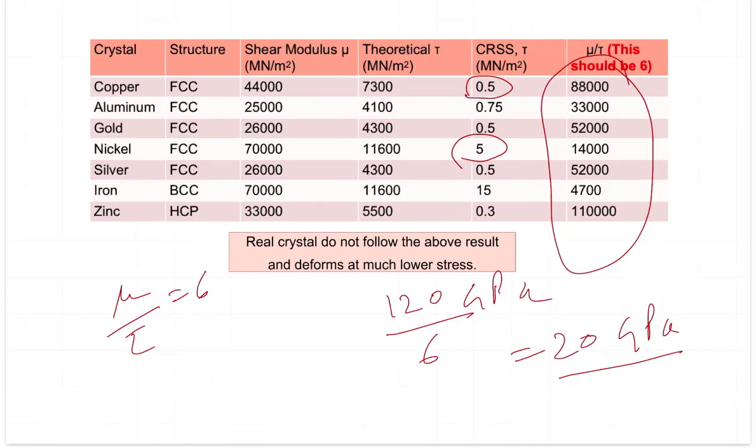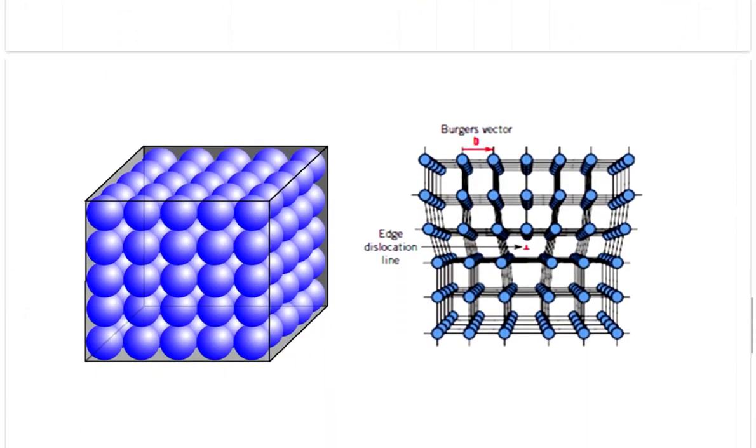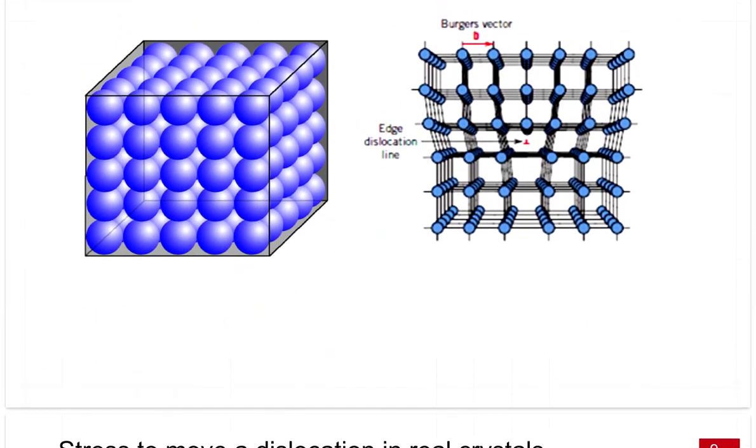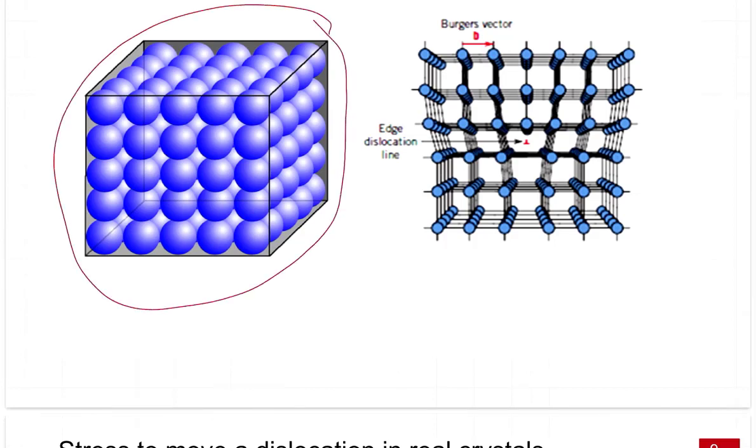So the reason why this value is so low is because of the presence of dislocations. It means the slip is taking place by the movement of dislocations, that is climb and glide motion, which you have already studied in the crystal imperfection chapter. But again I'll explain here. What happens? This is an ideal crystal. Let us suppose this ideal crystal has one dislocation, which I have shown here.